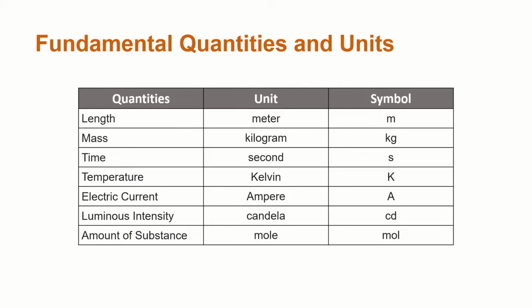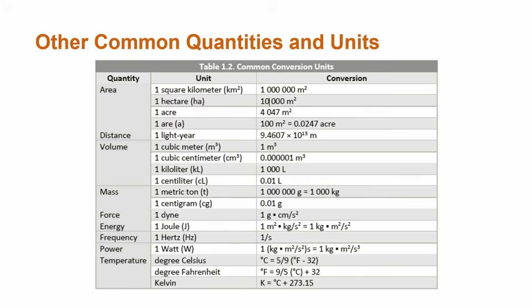So here are the corresponding units for the 7 fundamental quantities. So for length, we have here the meter. For mass, kilogram. For time, second. For temperature, we have Kelvin. Electric current, we have ampere. Luminous intensity, candela. And for the amount of substance, we have mole. And of course, you need to familiarize yourself with the symbol. And some of the other common quantities are the following and the corresponding units. So just refer to your module for this table.